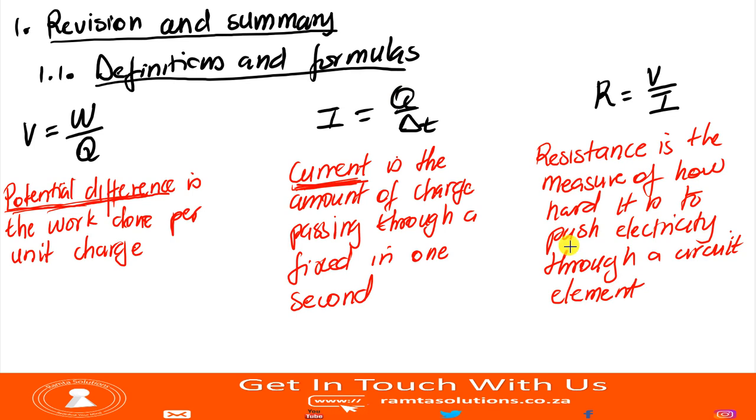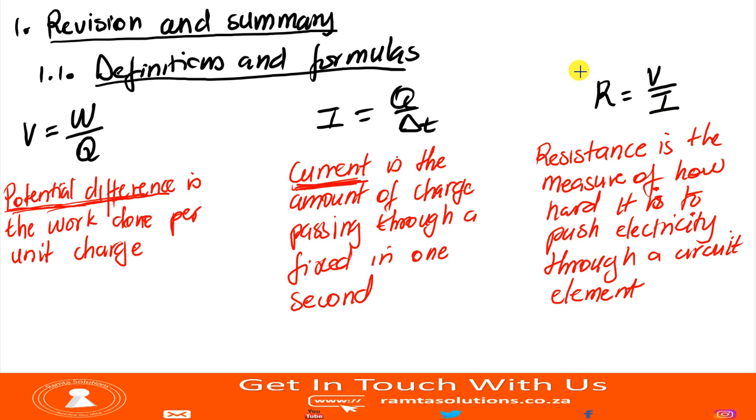Okay. Now, another definition that you can use is this. Instead of saying it is a measure of how hard it is to push electricity through a circuit element, you can say it is the opposition to the flow of charge, right? Or, because you have a formula, you can say resistance is the ratio of the potential difference to the current in a circuit. That's it.